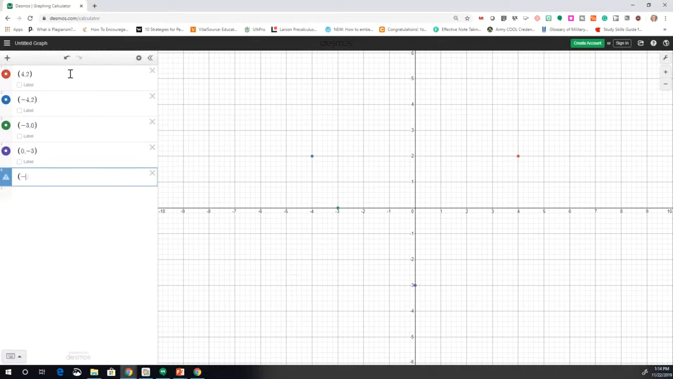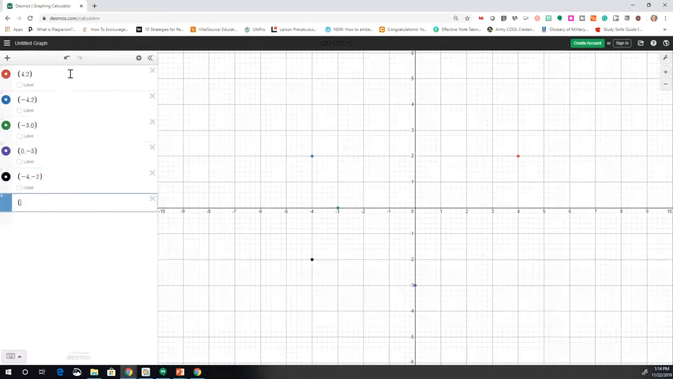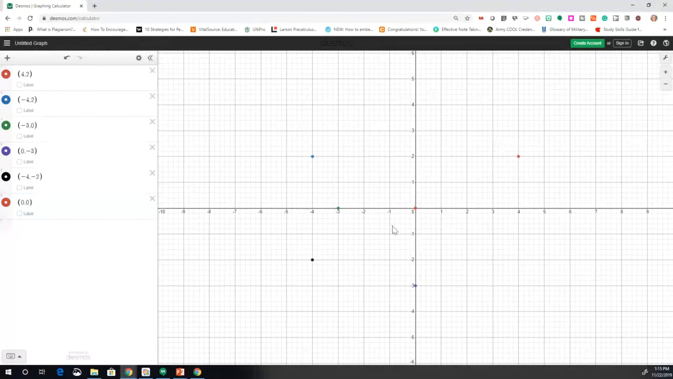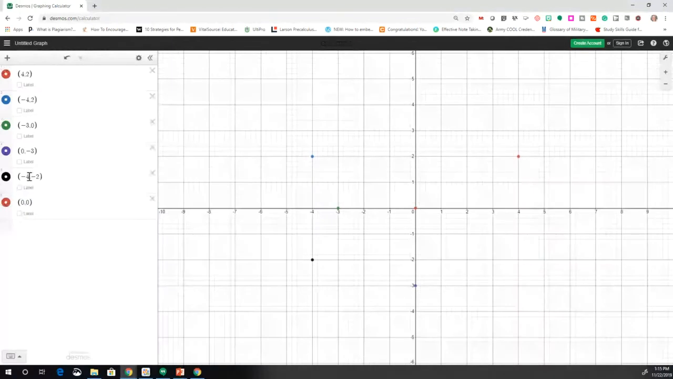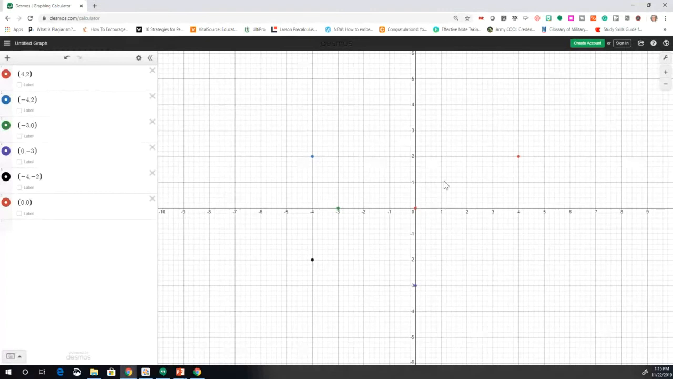So I'm just going to type all of these in. And then it just puts a dot at every single one of these. And then it also has them color-coded. Looking at Desmos, our first label is at 1. So each of these gray lines we're counting by ones. But you can change that.